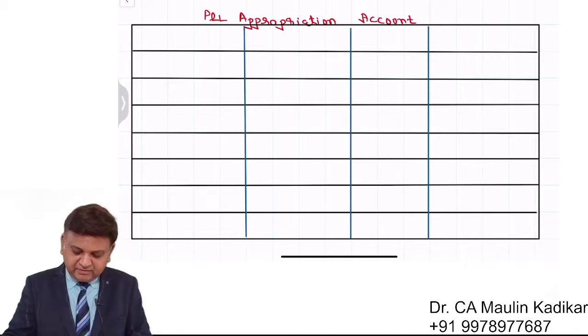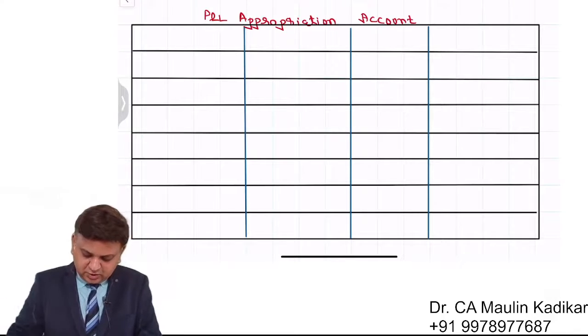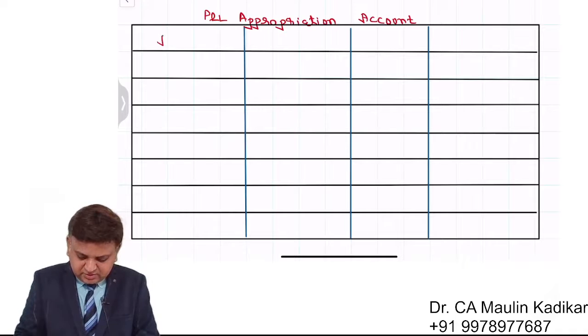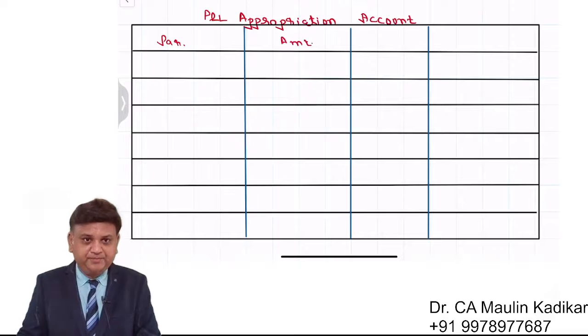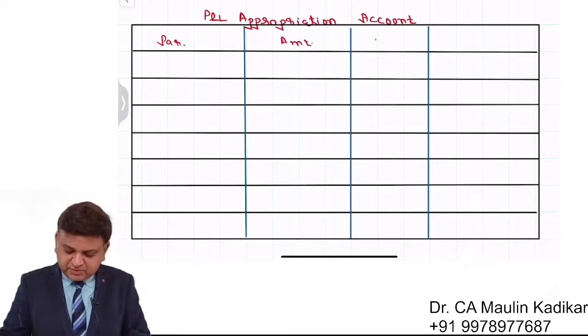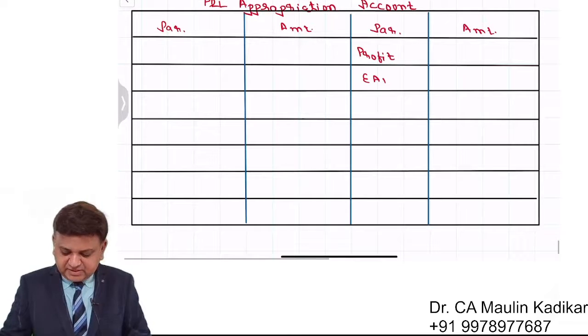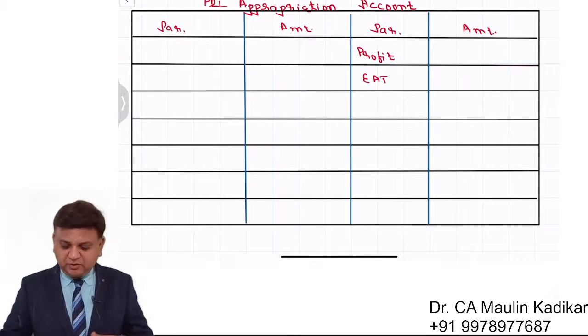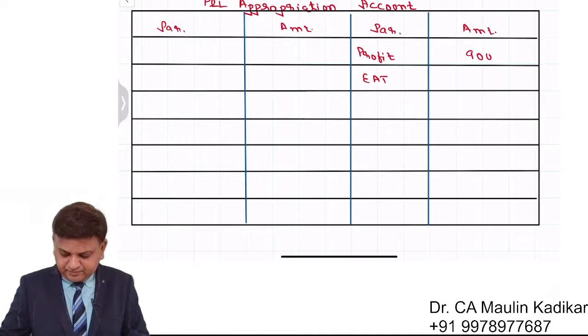So again we will have the working like this. Column number 1 is particulars. Column number 2 is amount. Column number 3 is particulars. And the last is amount. We'll have the profit over here. That is earning after taxes. It is an amount of 90,000. Sorry, 63,000.